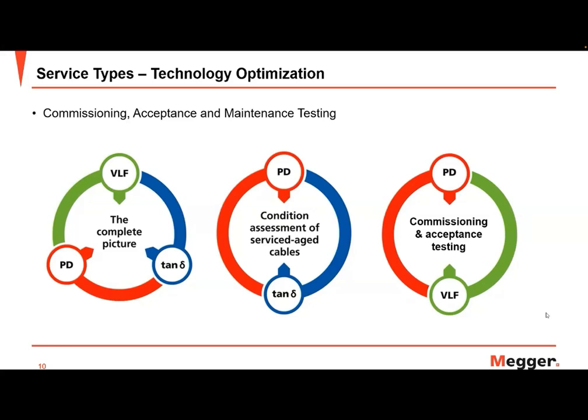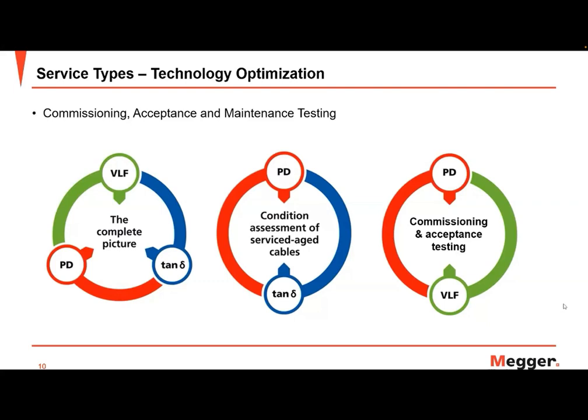Next, in the middle, we have the condition assessment of service age cable, which you can notice involves PD and tan delta, and we're missing the VLF. So in this case, we have tan delta, which gives us the global or overall assessment into the condition of the cable. And we have partial discharge testing that allows us to assess the accessories such as the joints, splices, and terminations, as well as maybe even find some of the weak spots in the cable. You really want to shy away from VLF in this situation because it's service aged cable, and you don't really want to add unwanted stress to the cable if not necessary.